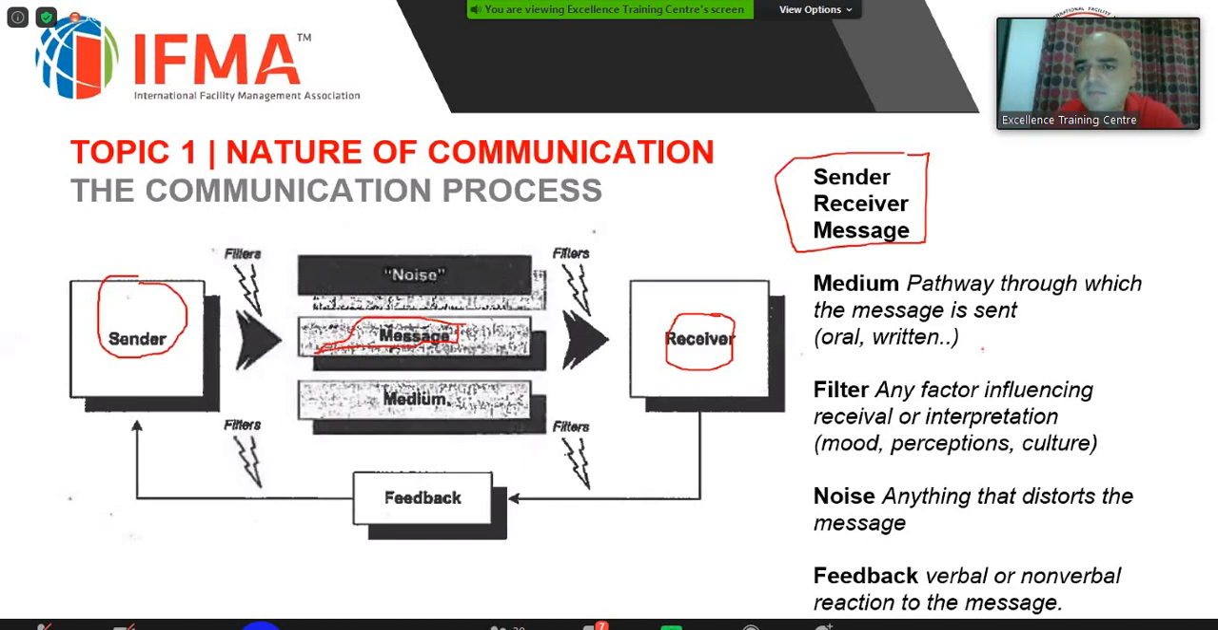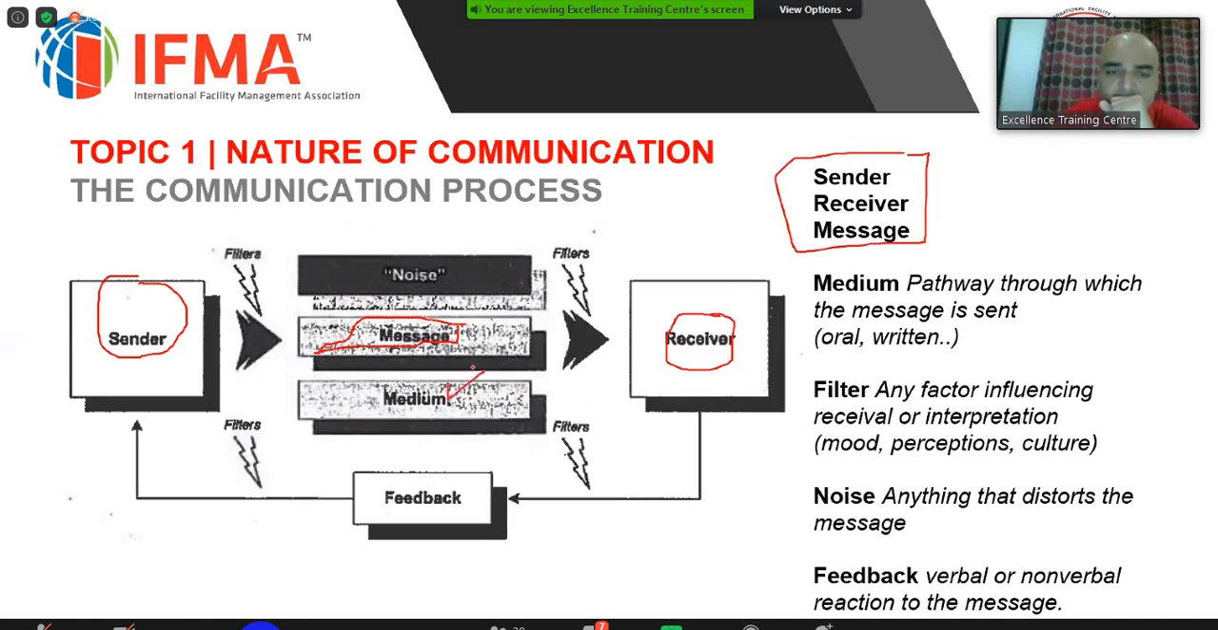There is the medium, the pathway through which the message is sent. The medium we are using now is video conferencing. It is a full audio-visual communication tool, but it's carried through Zoom, an electronic medium. So this is the medium.